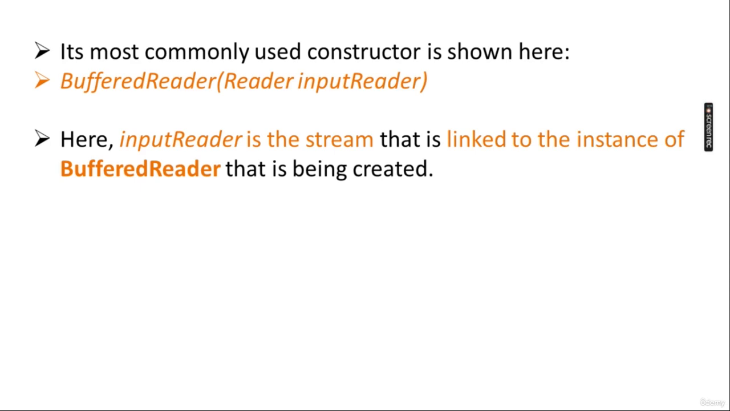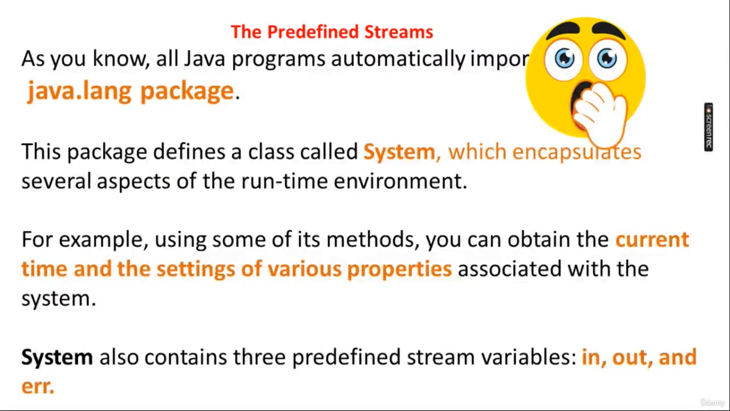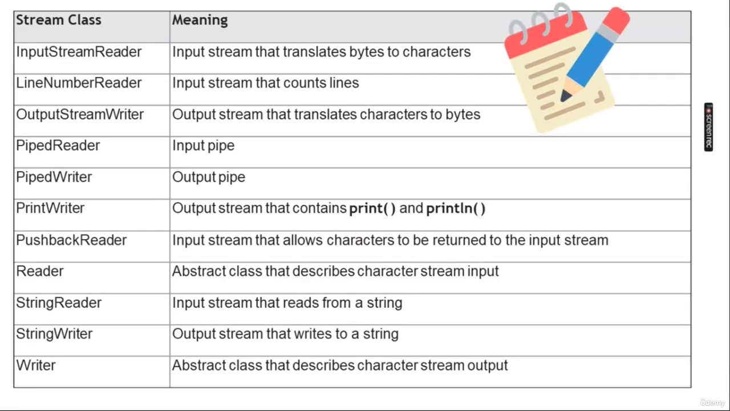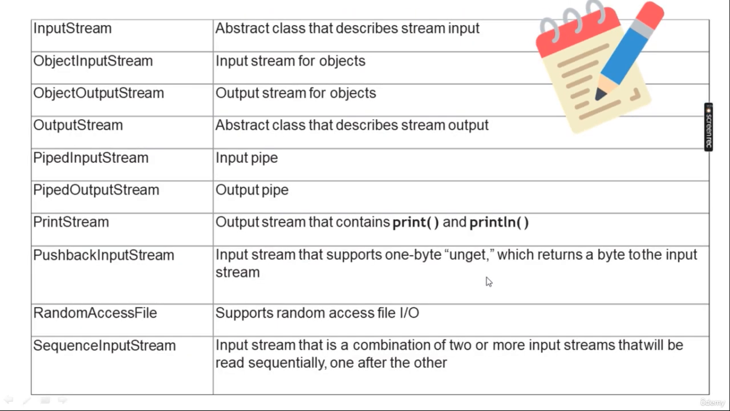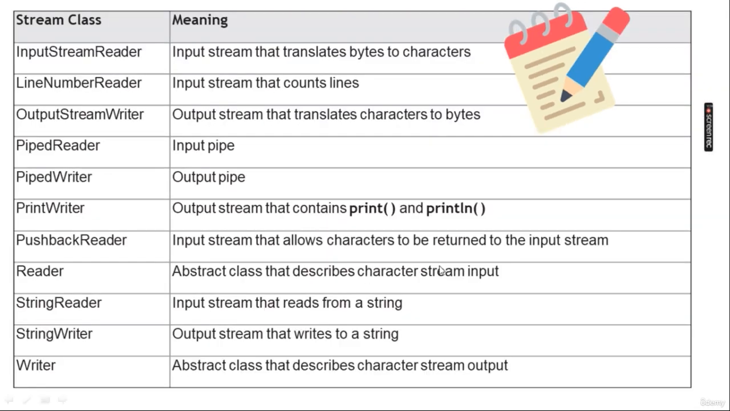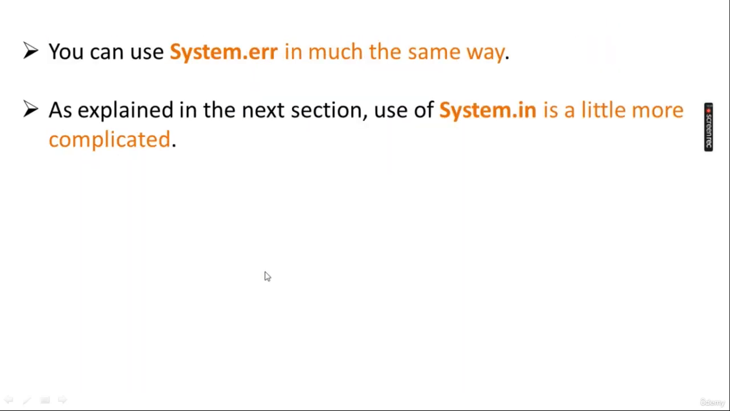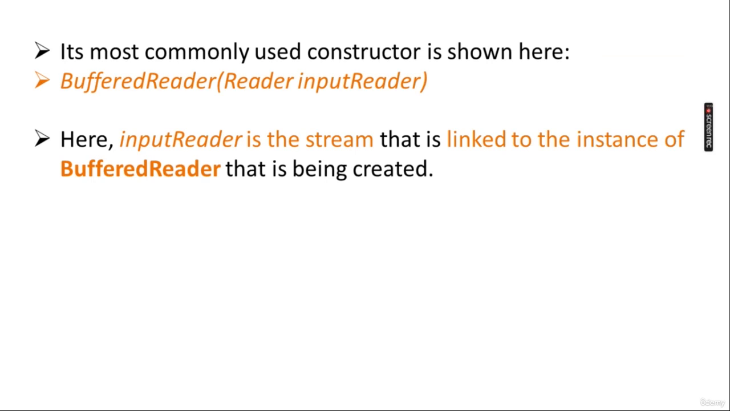Okay. So the Reader class we have already seen here. It is an abstract class that describes the character stream input. This is only available in the character-based streams. Since Reader is an abstract class, it cannot be instantiated. So what you will do here: this object is of an abstract class, so you will link it to the instance of the BufferedReader object.